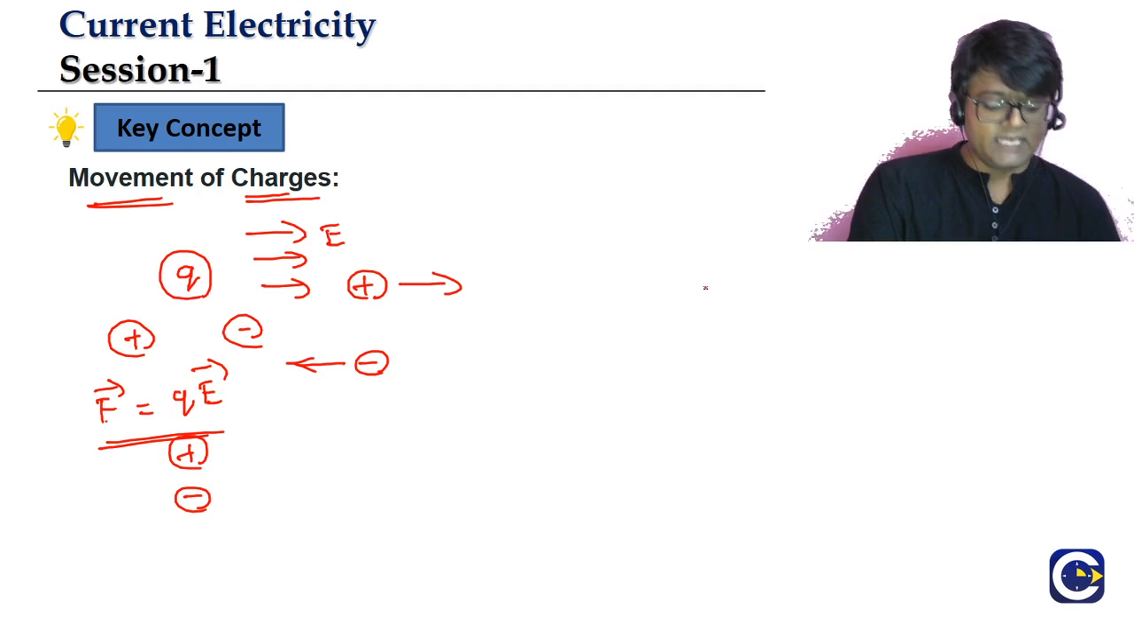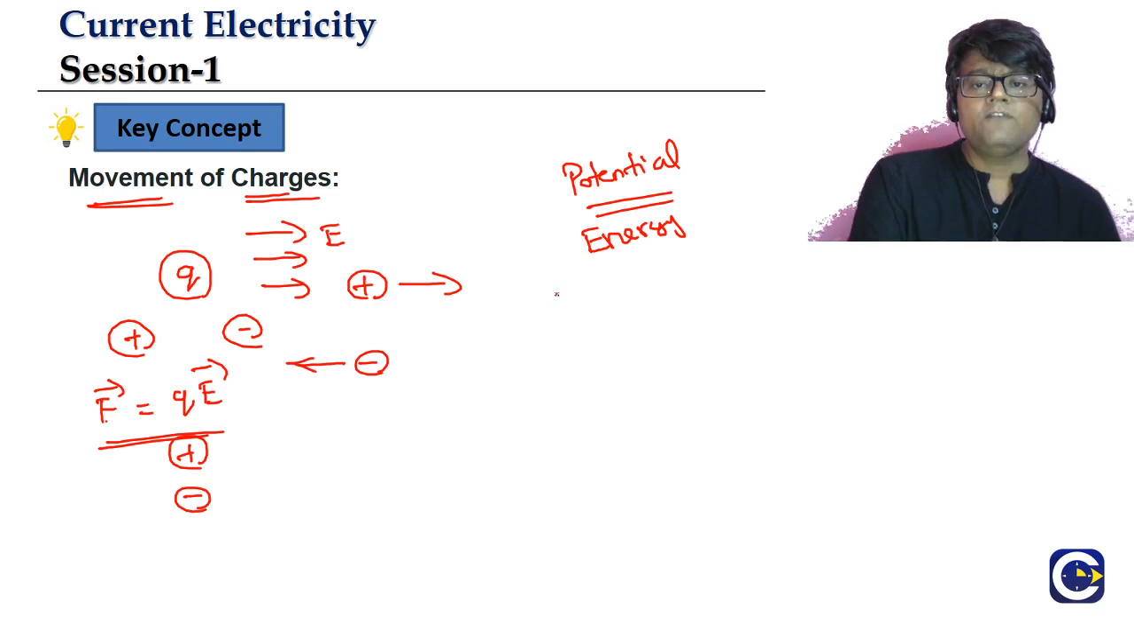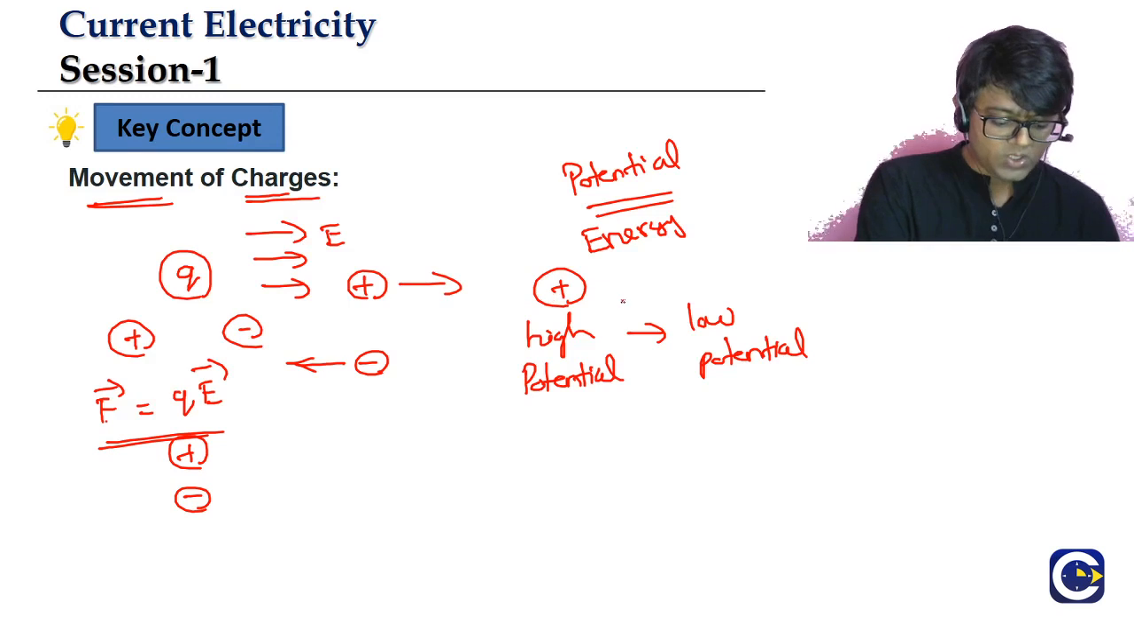The same movement of charges can also be understood in terms of the potential concept. Here we will be talking about the energy. If you look at the positive charges, they will be moving from the high potential place to a place where we have low potential. If we are moving in the direction of the electric field, we move from a high potential place to a low potential place. So positive charges are going to move from high potential to low potential.